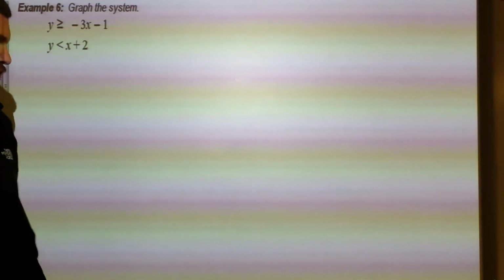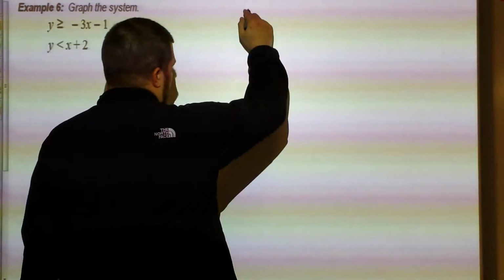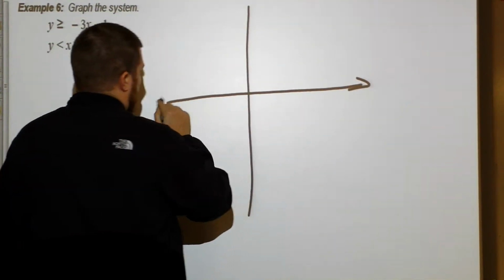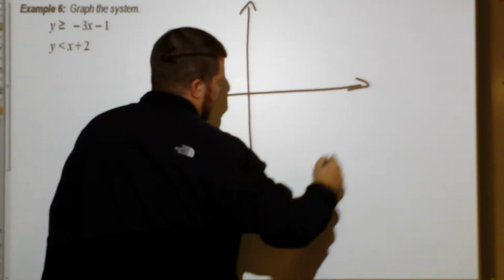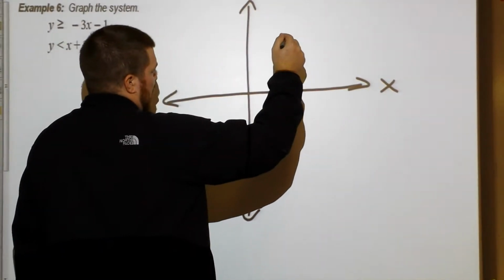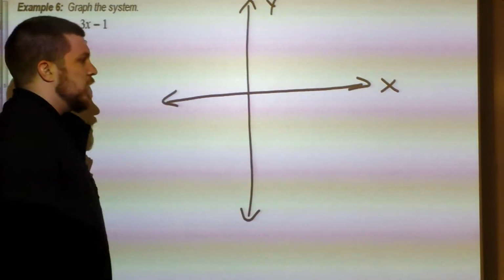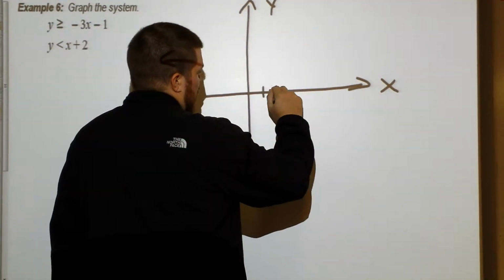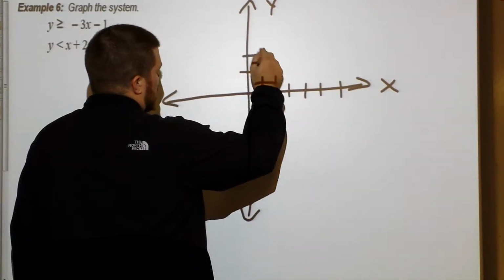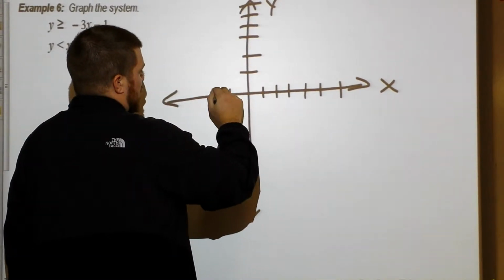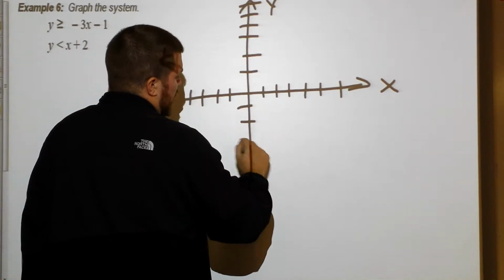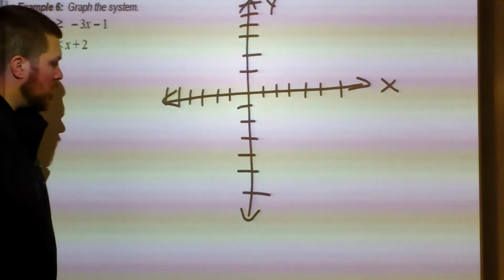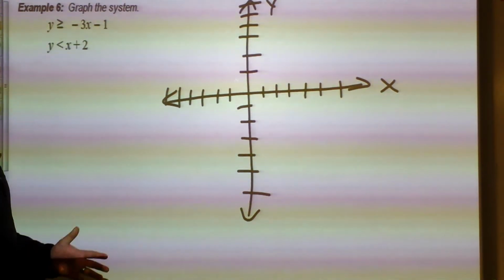Okay, so we want to graph the system y is greater than or equal to negative 3x minus 1 and y is less than x plus 2. Alright, so what I want to do is first sketch my coordinate plane. And again, it's just a sketch, so my left and right axis is my x, my up and down axis is my y, and let's just call it 6 units on each side. Okay, so now we actually have it pretty easy.